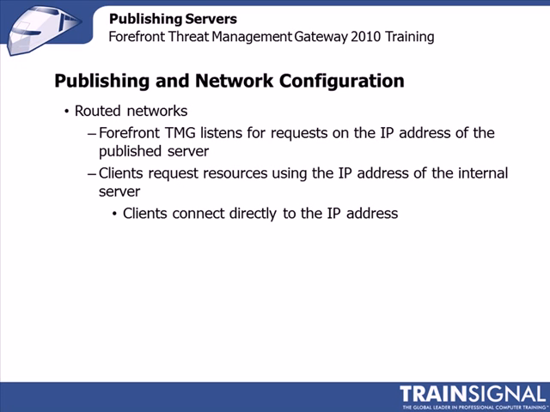When you have a routed network, Forefront Threat Management Gateway listens for requests on the IP address of the published server. Clients request resources using the IP address of the internal server directly. Clients connect directly to the IP address. Now, this is generally going to happen when you're using internal to perimeter or perimeter to internal communication, because those are generally the routed networks. In a lot of cases these days, because of the reduction in the number of available IPv4 addresses, a lot of organizations use NAT, network address translation, to get out to the internet. So the previous set of rules that I discussed is probably going to be in use in many, many organizations here.